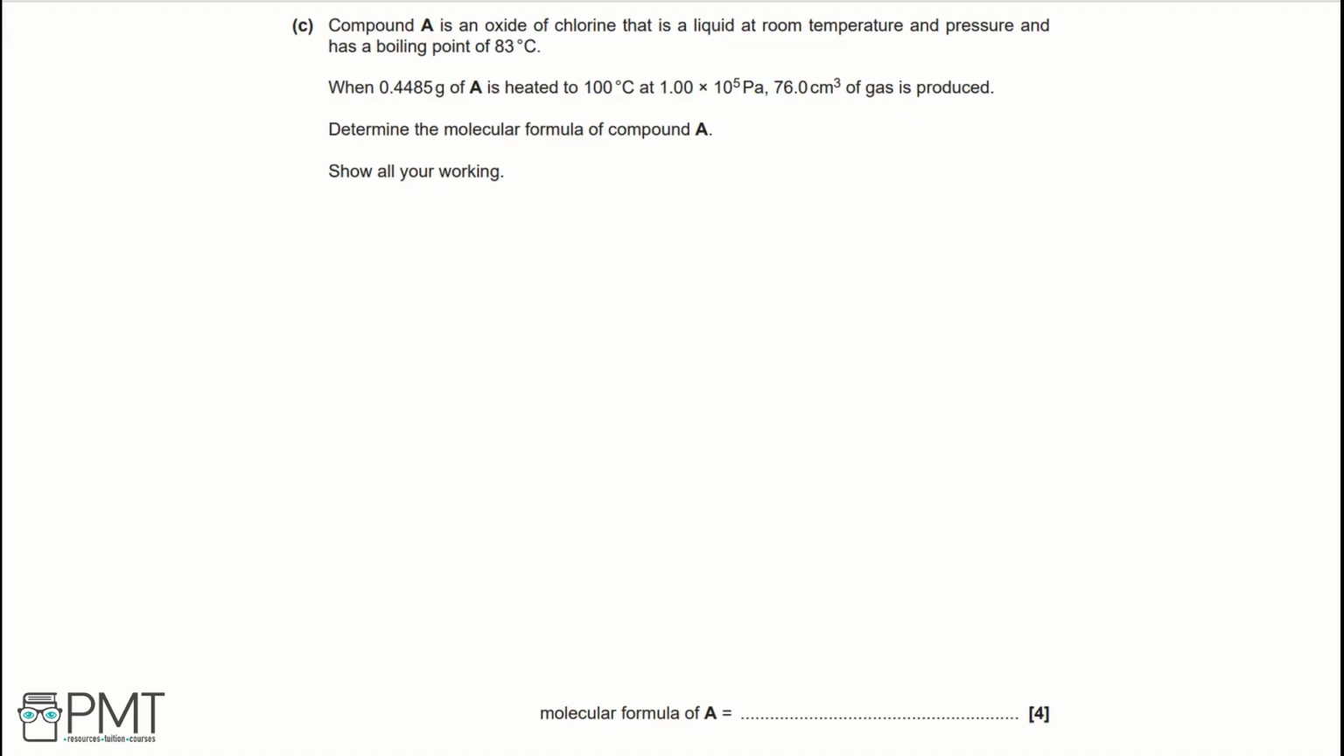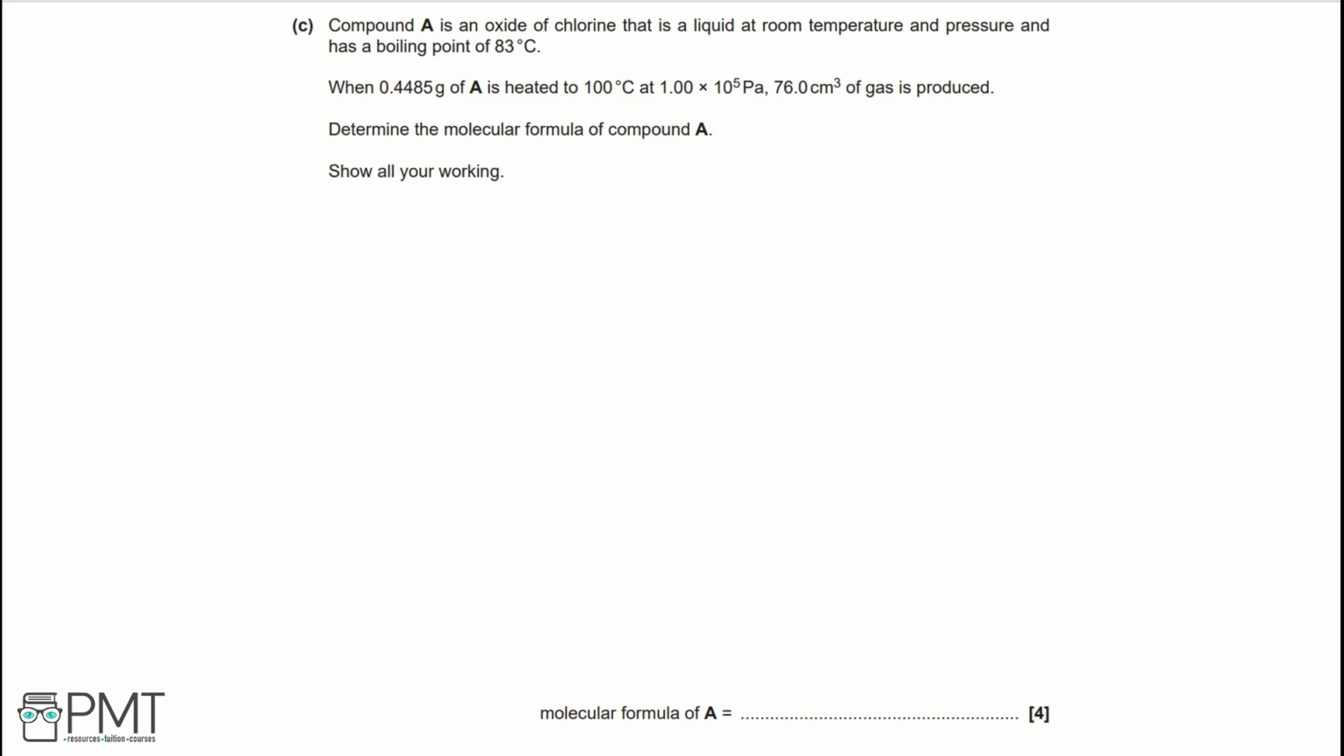Part C. Compound A is an oxide of chlorine that is a liquid at room temperature and pressure and has a boiling point of 83 degrees. When 0.4485 grams of A is heated to 100 degrees Celsius at 1.00 times 10 to the 5 pascals, 76.0 centimeters cubed of gas is produced. Determine the molecular formula of compound A.